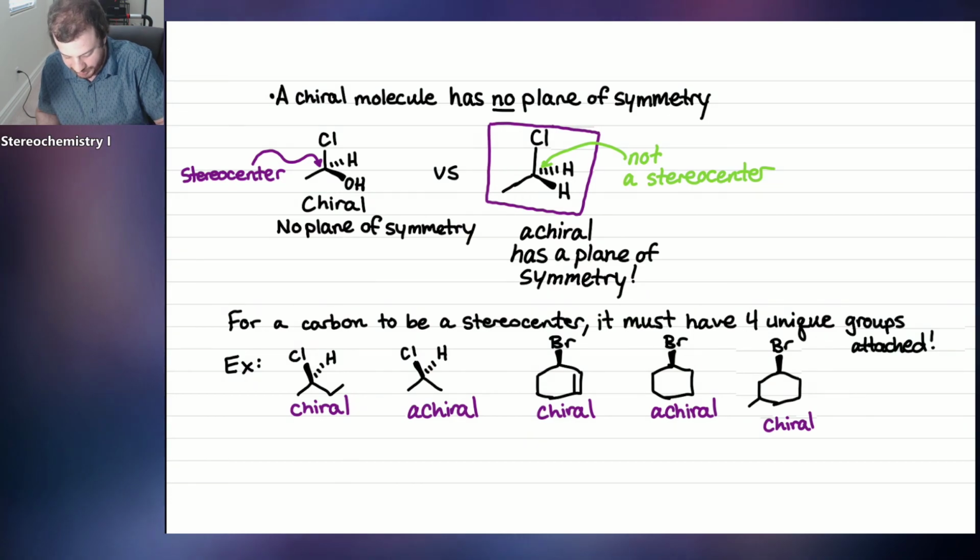And then let's do one more example here. This molecule here, the aldehyde. We take a look at this carbon here. Does it have 4 unique attachments? Well, it has oxygen, hydrogen, and carbon. There's no 4 unique attachments. There's only 3 unique attachments. So this is going to be achiral. No stereocenter.